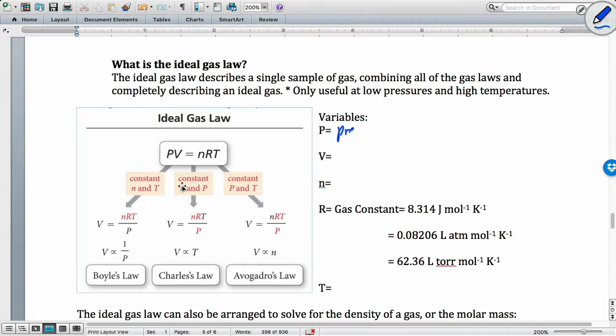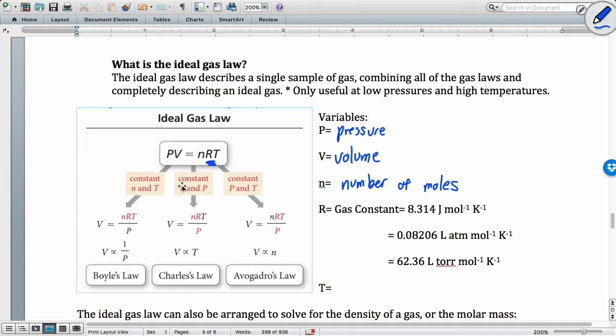But P is pressure. What's V? Volume. What is n? Number of moles. R is the new one. So R is what unifies all of these things. We call it the gas constant, okay?